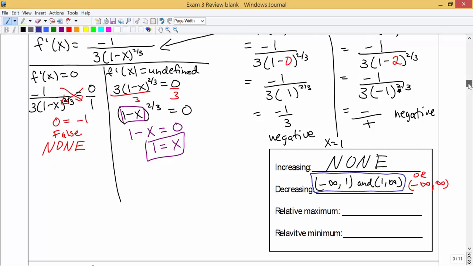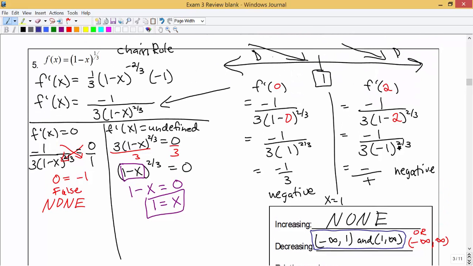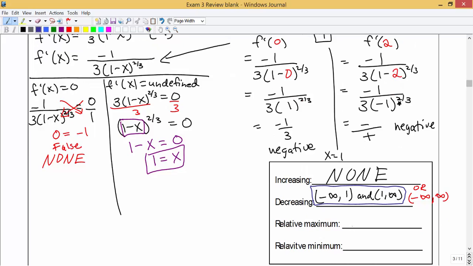Do we have a relative max or a relative minimum? For this particular graph, we did not switch from increasing to decreasing or vice versa. So in this case, since we do not switch, there is no relative max and there is no relative min.